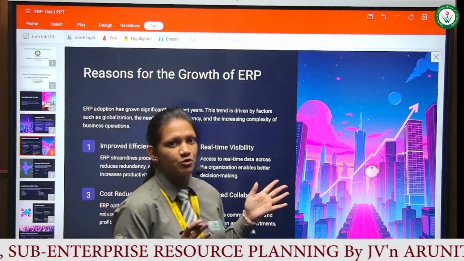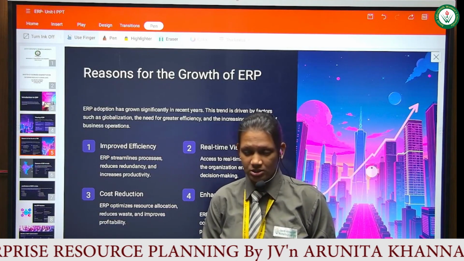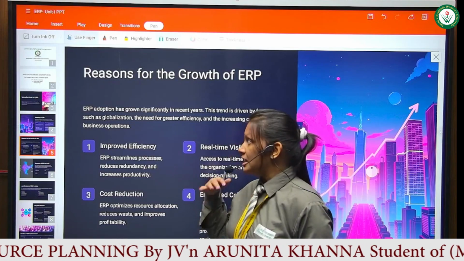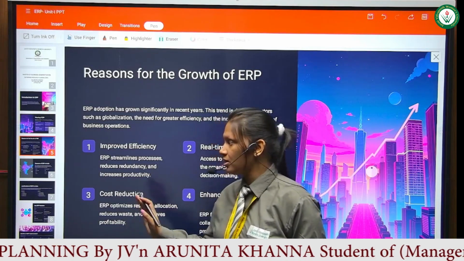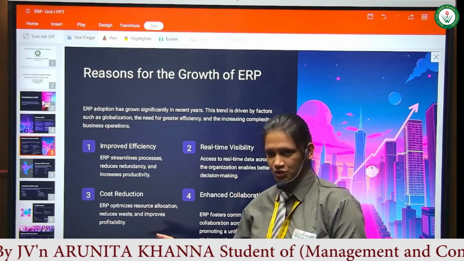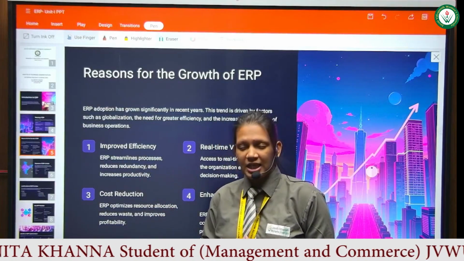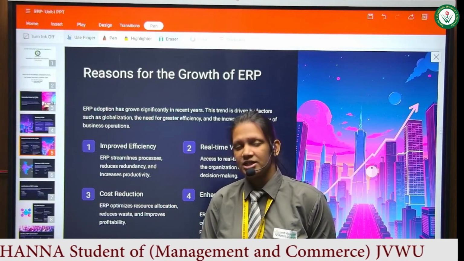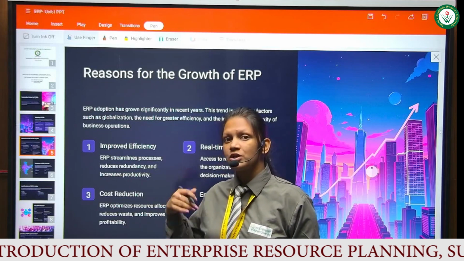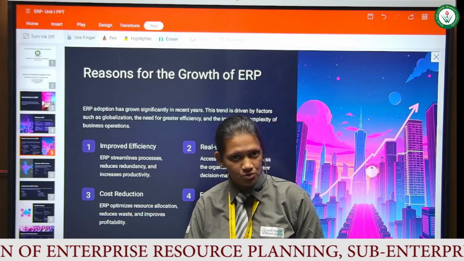Next is the reasons for the growth of ERP. From the very beginning, we have seen as a human tendency that we are always resistant to change, but ERP gave us a lot of reasons, which are shown over here: improved efficiency, real-time visibility, cost reduction, and enhanced collaboration. Because of these reasons, we can incorporate ERP in our business, whether it is small scale, small or medium sized, or large. We can also introduce ERP at the institutional level, in colleges or schools, as well as businesses.